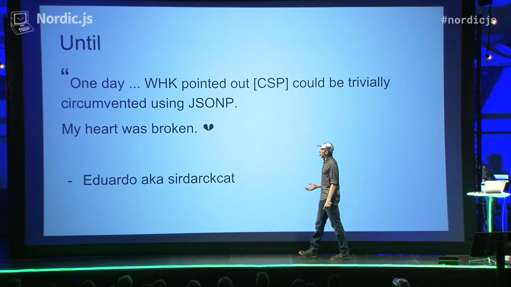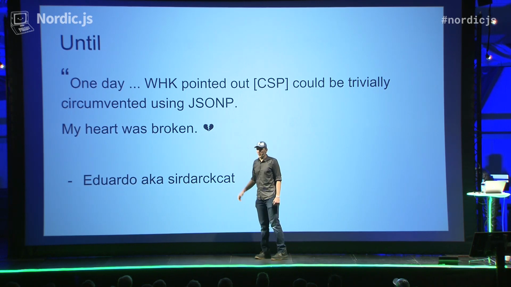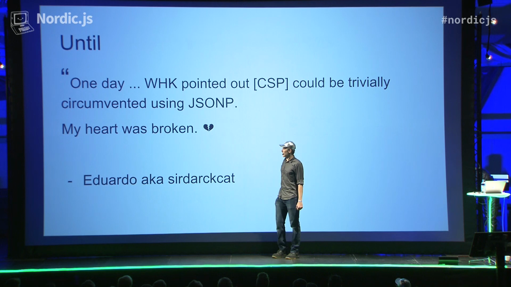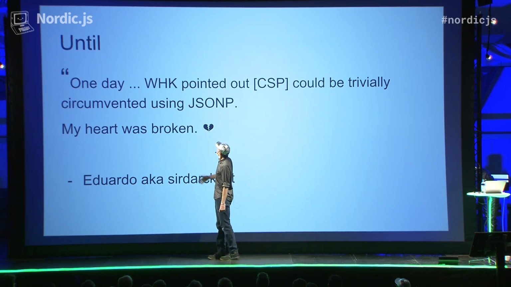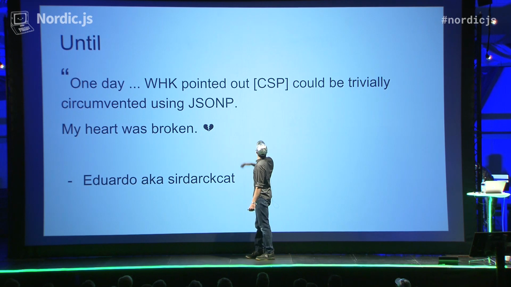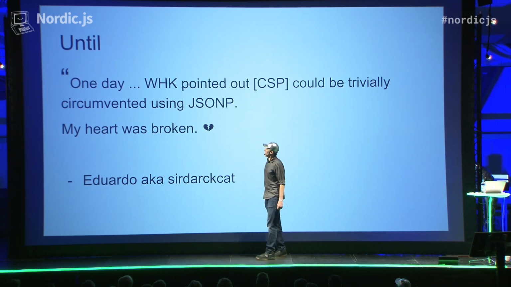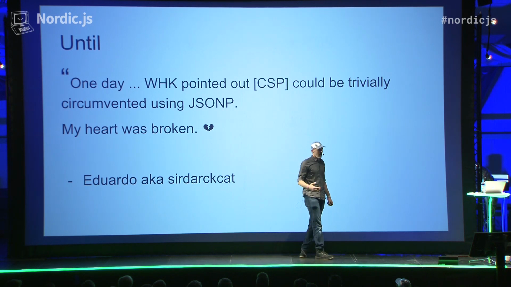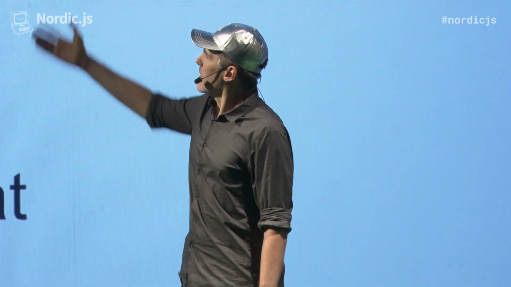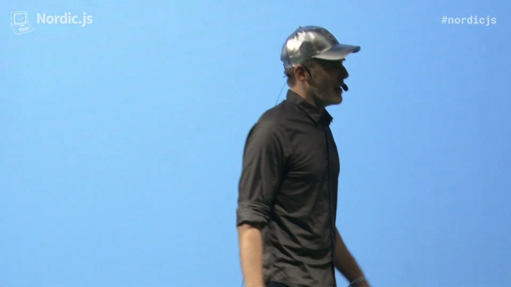And after a little bit, we started finding holes in it. One day, a friend of Eduardo's pointed out that it could be bypassed using JSON-P. If you whitelisted an origin, let's say everything from my origin, I'll allow loading as code, and then you provide JSON-P APIs on the same origin, and you let an attacker specify which function to call with the JSON, then the attacker can work around your CSP policy.